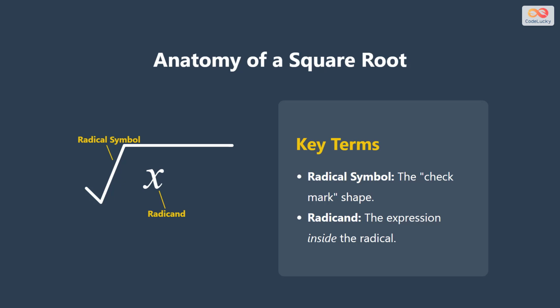Let's look at the parts of a square root. The check mark symbol is called the radical. The expression sitting inside that symbol is called the radicand. This term, radicand, is very important for today's rule.